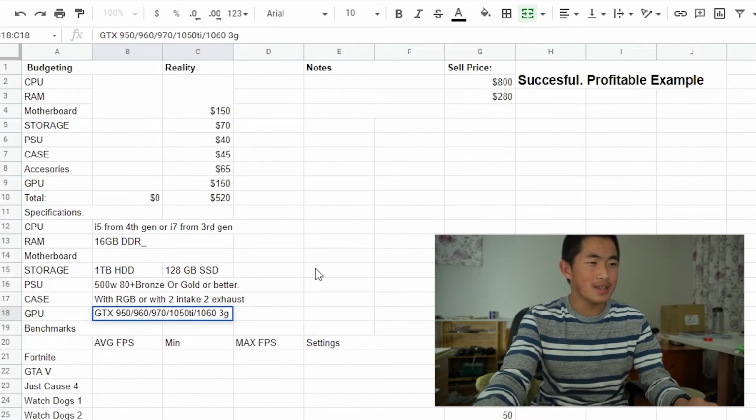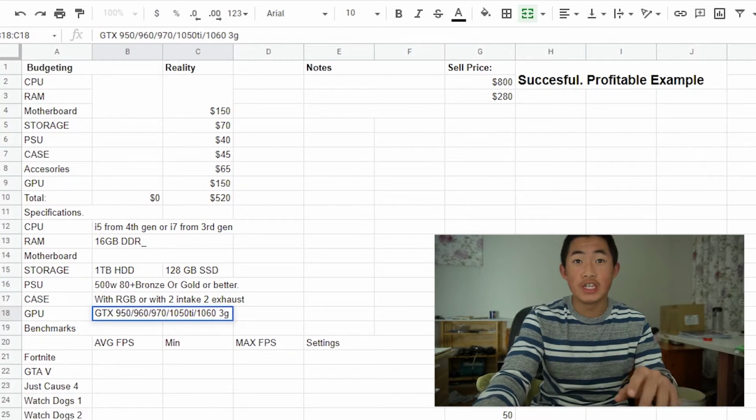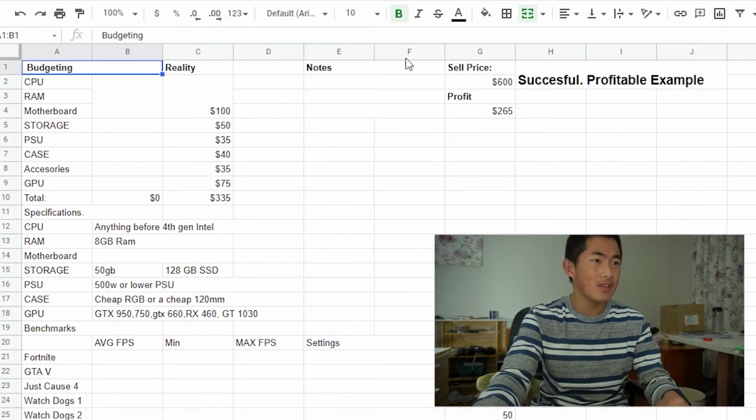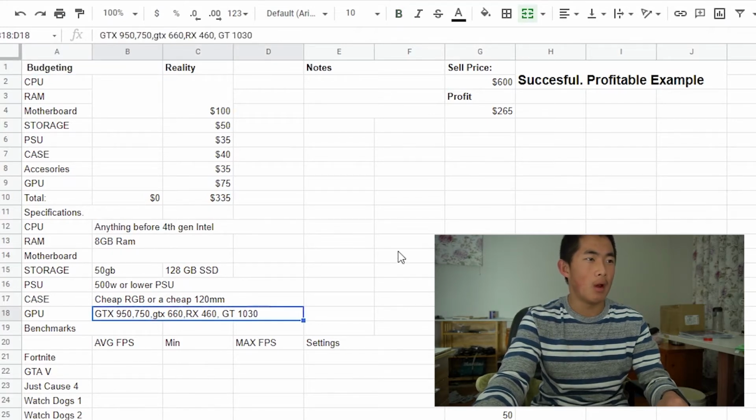So this is the template I would use for about mid-range computers for selling and flipping. And then this is the cheap template. I haven't actually ever used the cheap template before. I did draft it up.